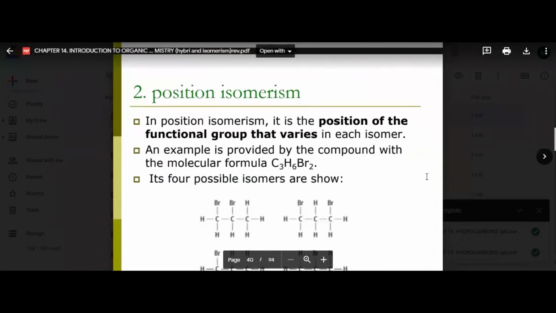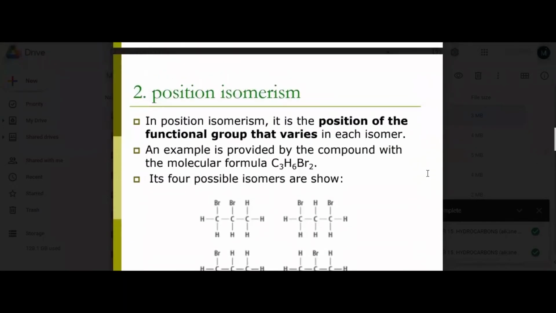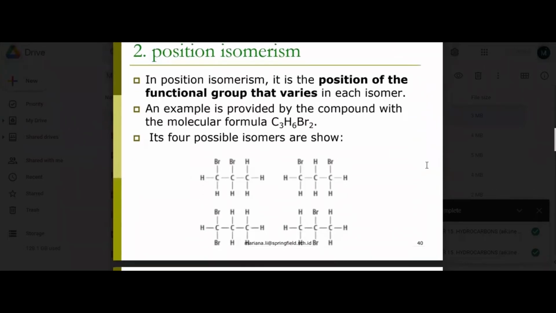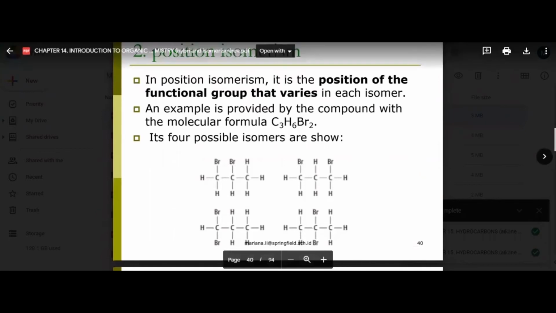Okay, let's continue to the second structural isomerism. It is position. The first one is chain. Number 2 is position isomerism. In position isomerism, it is the position of the functional group that varies in its isomers. So let's say I have a compound with chemical formula C3H6Br2. I can locate Br at the first and on the second carbon. This is 1,2-dibromopropane.